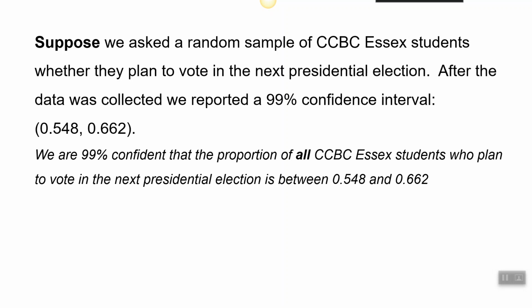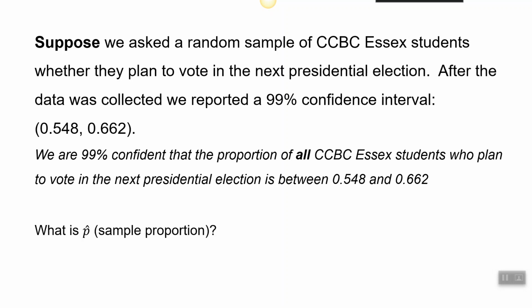Let's put a little summary statement to that so it makes more sense. What it's telling us is that we are 99% confident that the proportion of all CCBC Essex students who plan to vote in the next presidential election is between 0.548 and 0.662. Well, if you're uncomfortable with the language proportion, you could insert percent instead. And then we would say it would be between 54.8% and 66.2%.